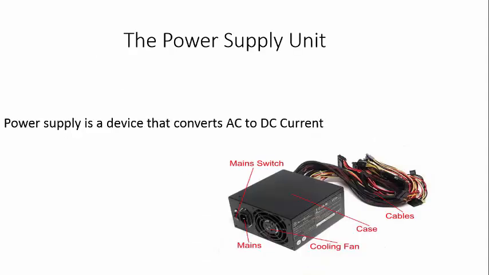The power supply unit. The power supply unit is a device that converts AC to DC current. What do we mean by AC to DC current? AC simply means alternating current, and DC simply means direct current. So the power supply unit converts the alternating current to direct current for the computer to use. A well-labeled diagram of the power supply unit is shown on your screen.